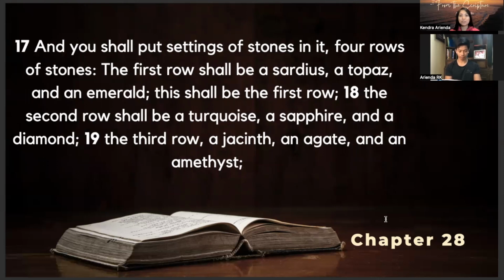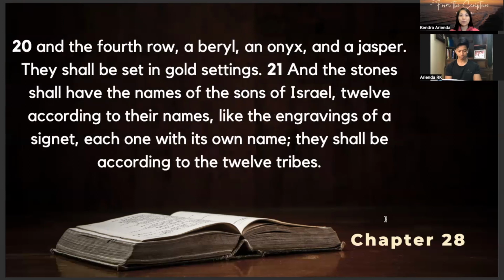The first row shall be a sardius, a topaz, and an emerald. These shall be the first row. The second row shall be turquoise, a sapphire, and a diamond. The third row, jacinth, an agate, and an amethyst. And the fourth row, a beryl, an onyx, and a jasper. They shall be set in gold settings.